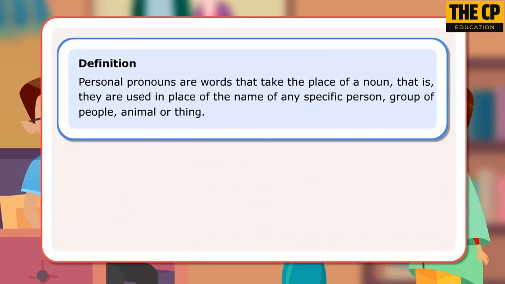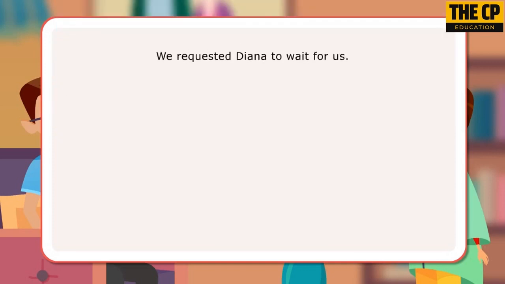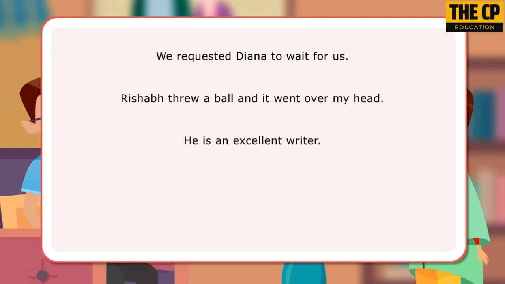That is, they are used in place of the name of any specific person, group of people, animal or thing. Let us look at few sentences. We requested Dinah to wait for us. Rishabh threw a ball and it went over my head. He is an excellent writer.